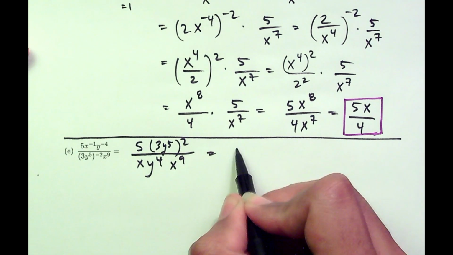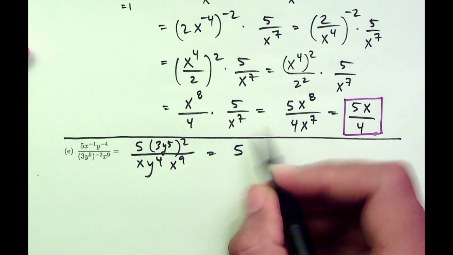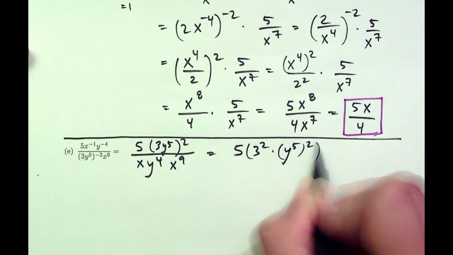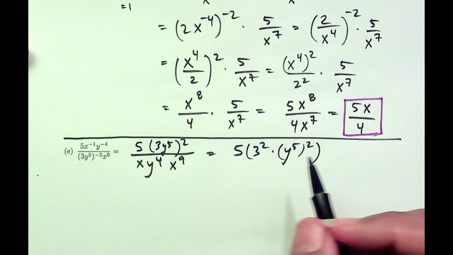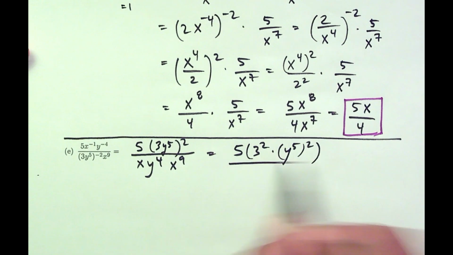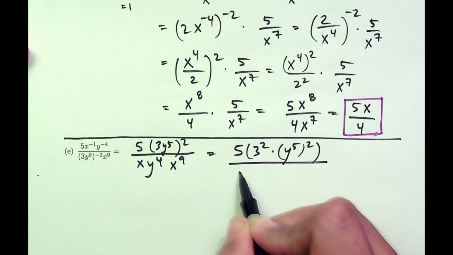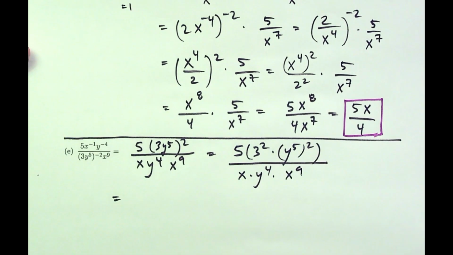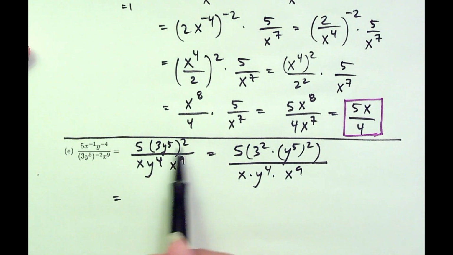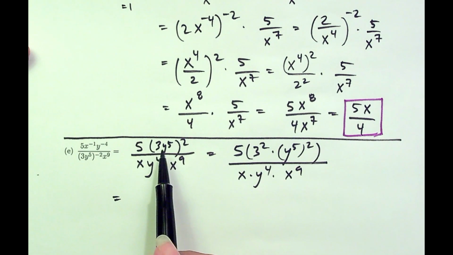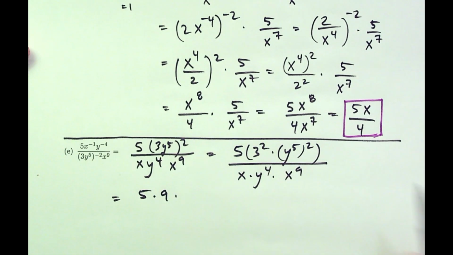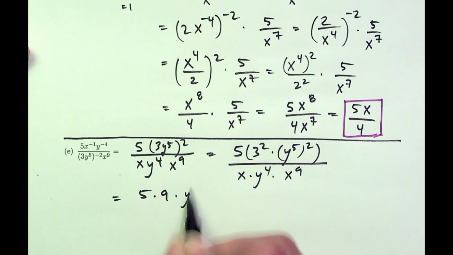I have this thing here squared. You can distribute the square. So that would be 3 squared, and the y to the fifth also gets squared. And then on the bottom, I'm not going to do anything yet. Just distributed this square over the 3. So that means the 3 gets squared, and the y to the fifth gets squared. Now, 3 squared is 9. Y to the fifth to the 2 is y to the 10.